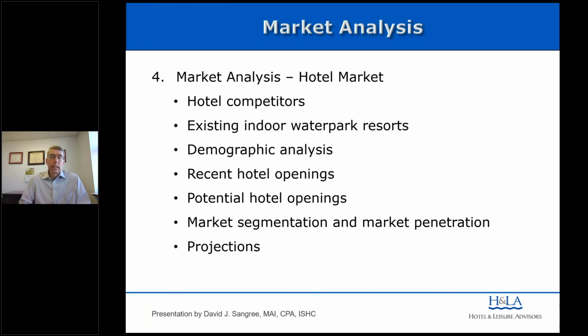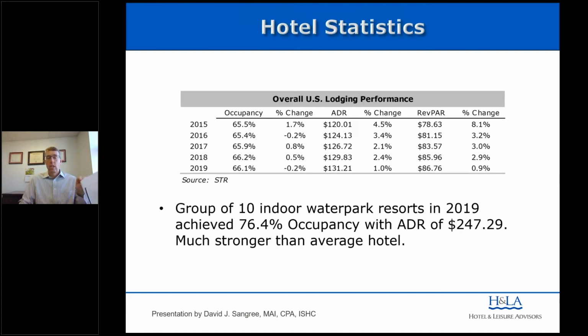And we'll look at the market segmentation and market penetration of these competitors that we're analyzing. A normal hotel will attract demand from three major segments: the business traveler, leisure traveler, and groups. For an indoor water park resort, most of your demand would come from the group and leisure segments, and less so from the business segment. So we want to make sure that this area could support those types of leisure and group guests. We'll then make projections of performance for the market.